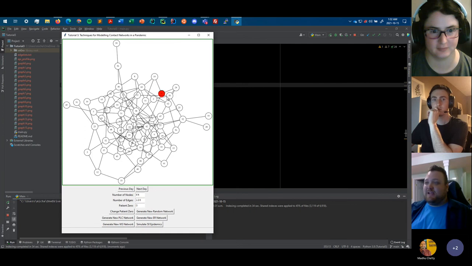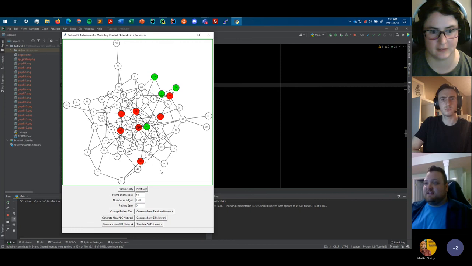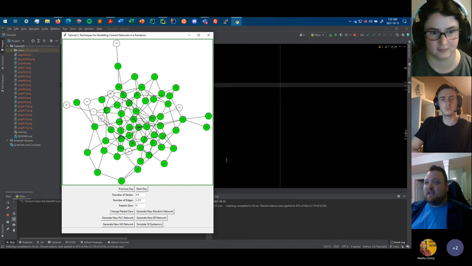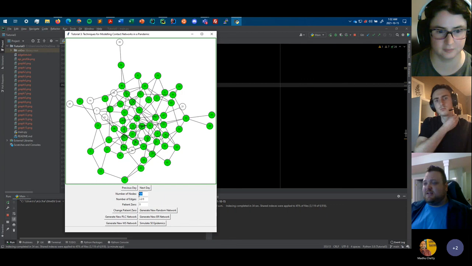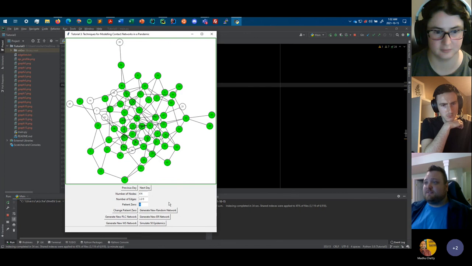And so the next day it infected 3 of its neighbors. And the day after that it infected 6, et cetera. And so you can actually see how a potential epidemic might spread through the population. One of the other things we got here is you can specify the number of nodes and the number of edges. We won't go into that right now, but you can also change the patient zero. So let's say on this same network, 45 was the patient zero.